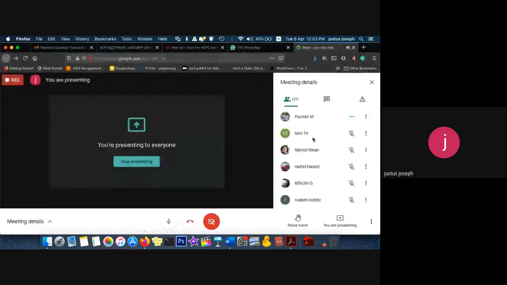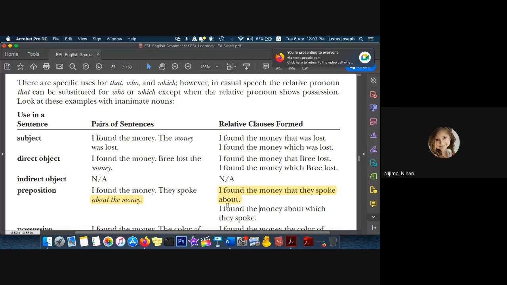Now I'll start picking everyone. Niji. Yes, sir. What is this word? About. What is this word? About. Is it a noun? Is it a verb? Is it an adjective? Okay, okay. About.